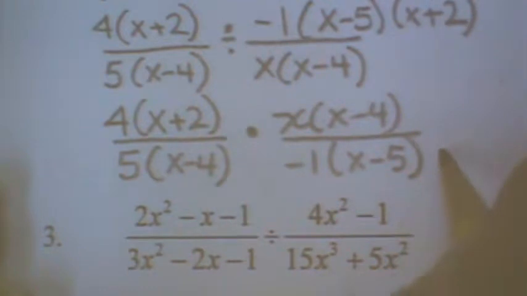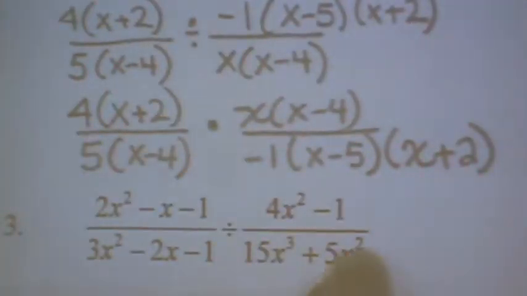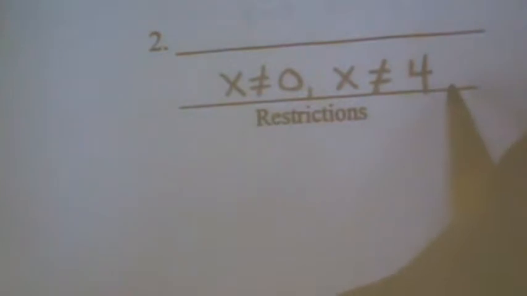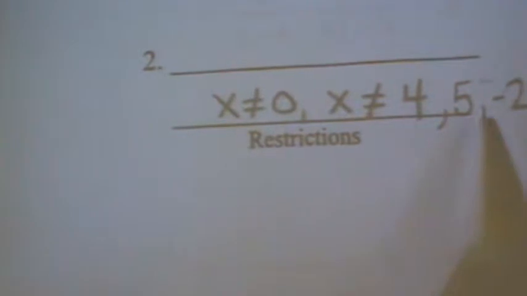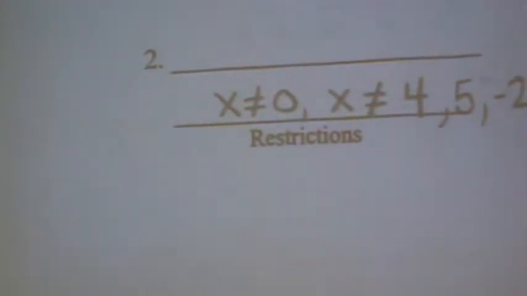Now by flipping this fraction, we have some more restrictions. What other restrictions do you want to add to our list? 5 and -2. So x cannot be 0, 4, 5, -2. You should really put them in order. You should write -2, 0, 4, and 5.